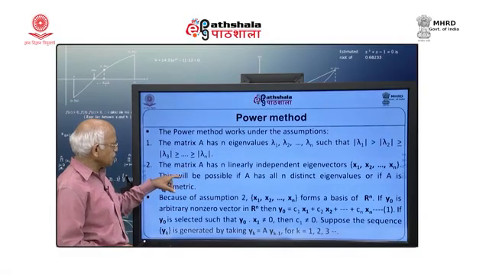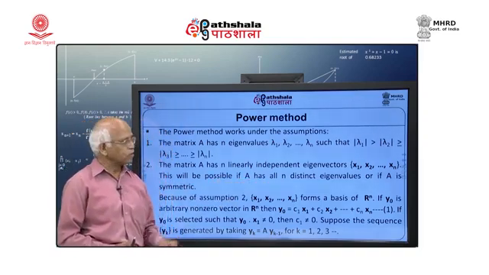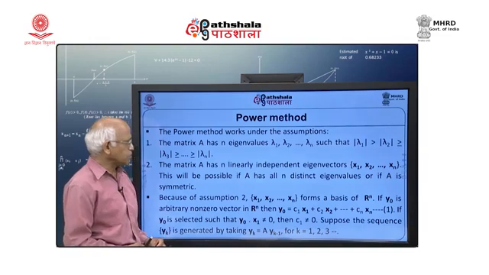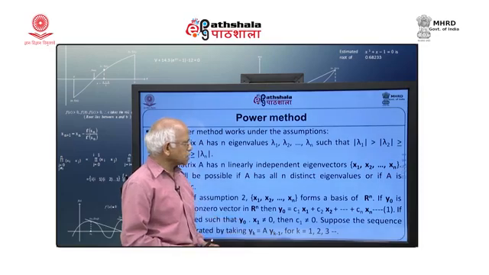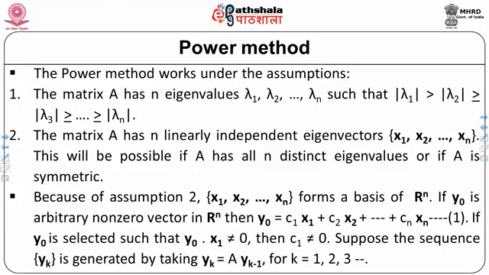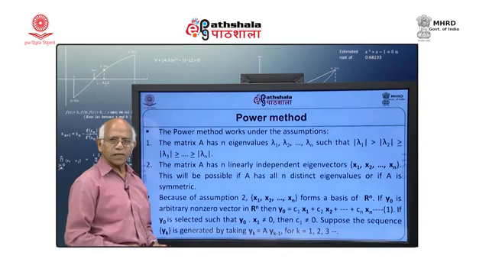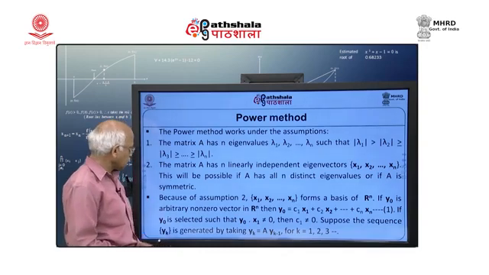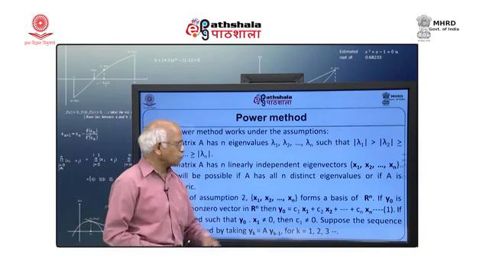This will be possible if A has all n distinct eigenvalues. We have already seen in the previous module that if eigenvalues are distinct, then the eigenvectors are linearly independent, and if A is symmetric, then also the eigenvectors are linearly independent. But these two conditions are not essential; they are sufficient conditions. What is essential is that we want n linearly independent eigenvectors.